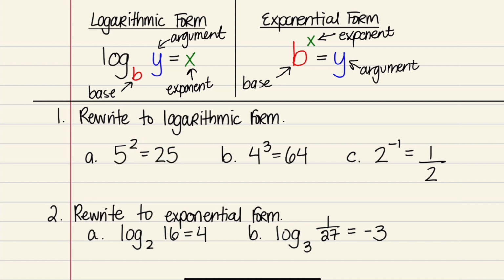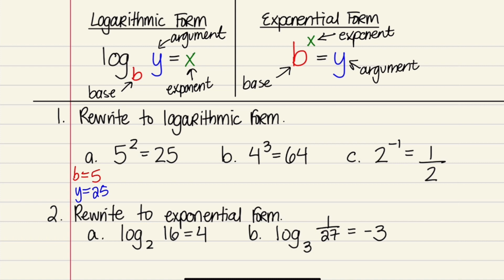So let's identify what our base is, what our argument is, and what our exponent is. The base here is b. So I love to write down b equals 5. That is our base here because I see it in the same position as my base on my exponential form. And our argument is y. The argument here is 25. Y equals 25, because it's in the position where y is on our exponential form.